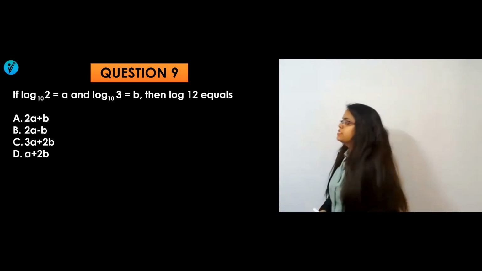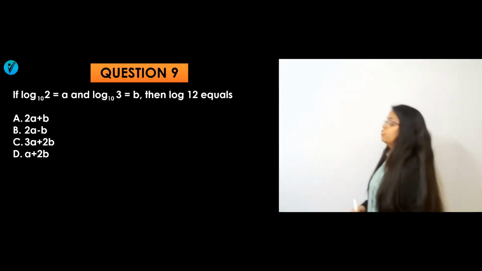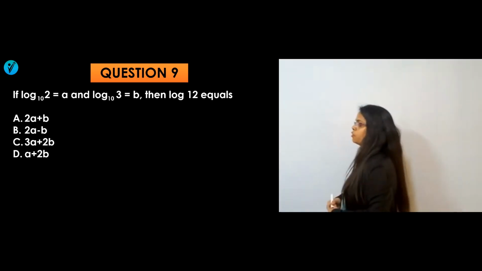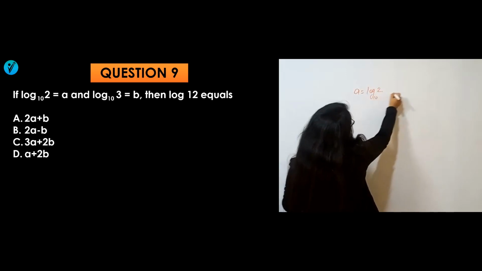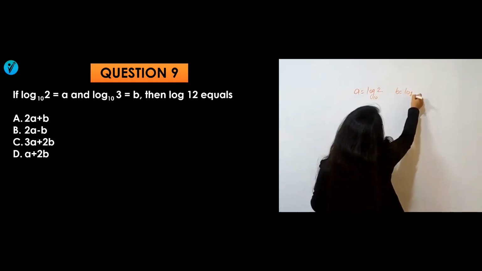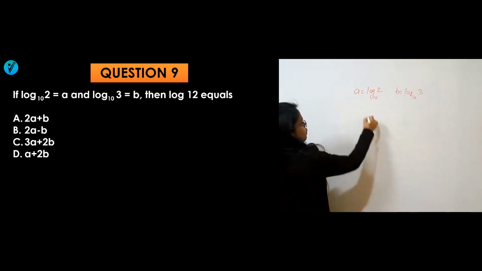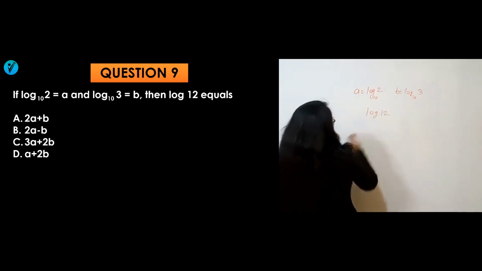If log 2 is equal to A and log 3 is equal to B, then we have to find out the value of log 12. So how will we write here?